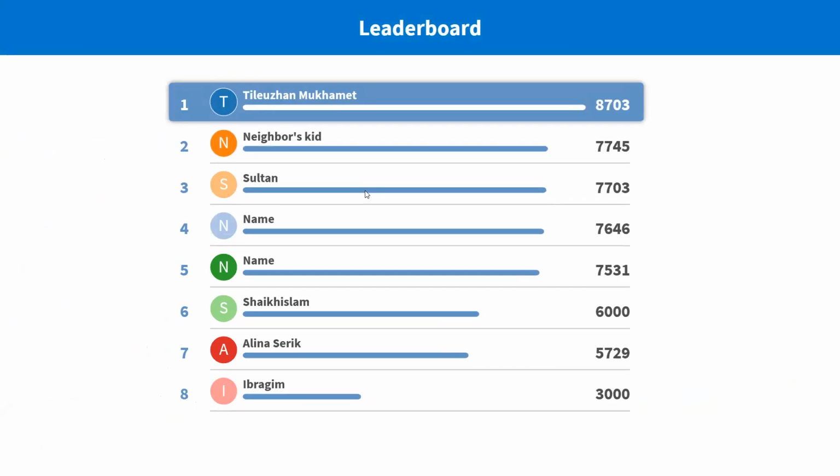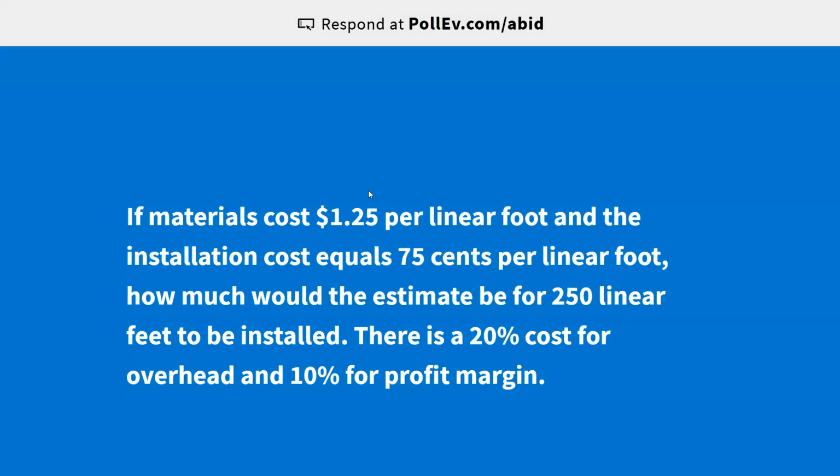Okay, here, because now I have changed the timing, there are some changes in the leaderboard. The quicker you answer, the more points you will get. Okay, the next is: if materials cost $1.2 per linear foot and installation costs equal 75 cents per linear foot, how much would the estimate be for 250 linear feet to be installed? There is a 20% cost for the overhead and 10% for the profit margin. In this case, you have to find the total estimate.